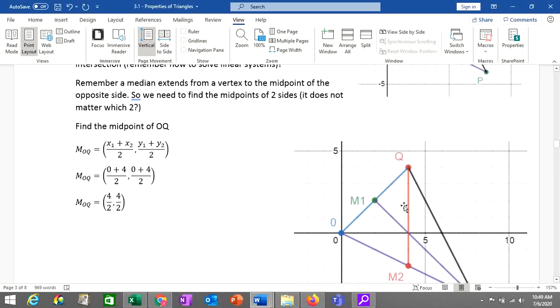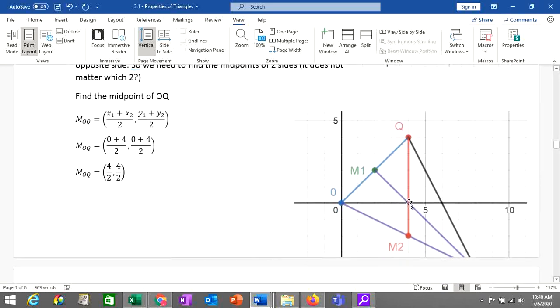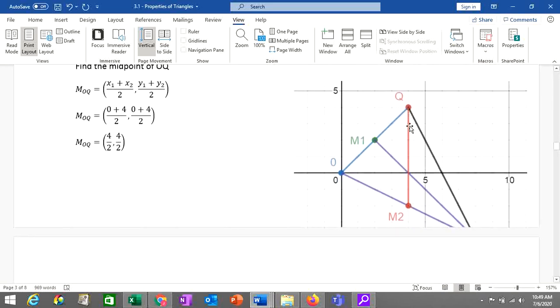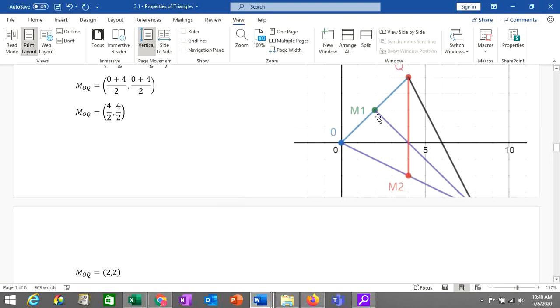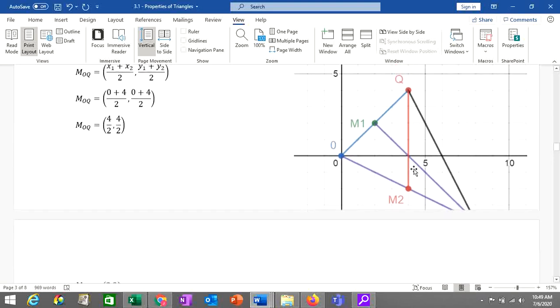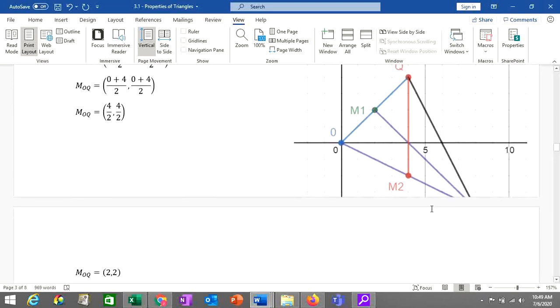So what's the strategy going to be? Well, what we can do here is we can find the equation of 2 of the medians. Pick any 2. You don't need to find all 3, because if you just pick 2 lines, you will see that they only intersect at a single point, right? There's only one solution. So pick any 2 medians, find out where they intersect, and that's going to be your centroid.